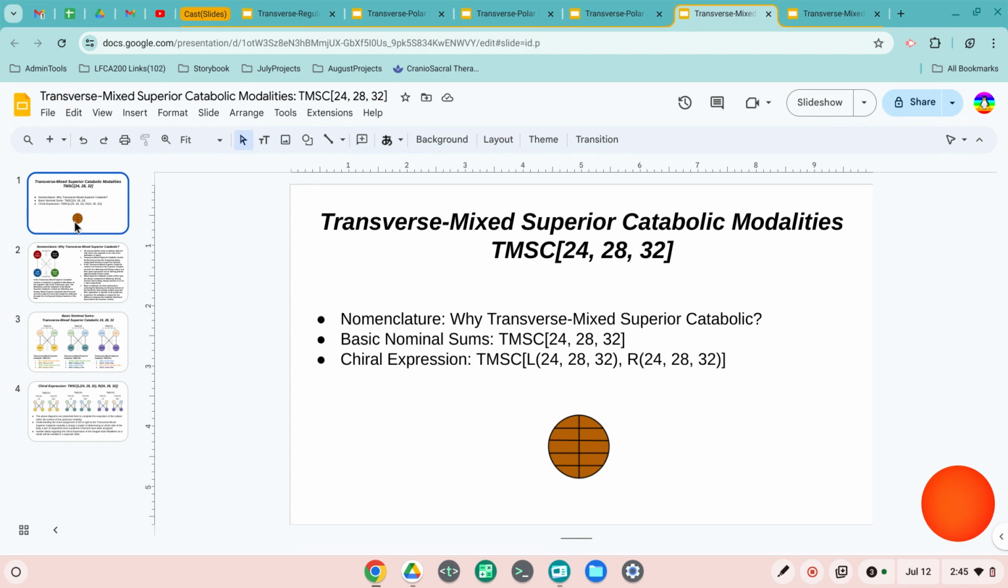Finally, all 6 modalities within the category are presented through all 3 nominal sums and both chiral expressions, along with a brief series of notes on the iterative nature of the pedagogy in the context of the chiral expressions.